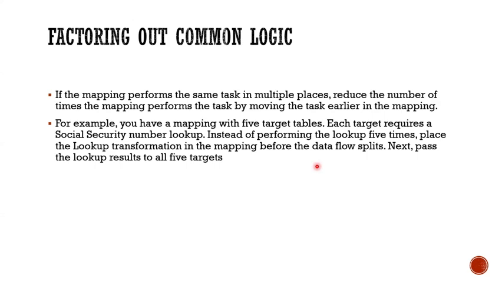So instead of performing the lookup 5 times, place the lookup transformation in the mapping before the data flow splits. Next, pass the lookup result to all 5 targets so that the same lookup can be used for all 5. It will reduce the processing time.